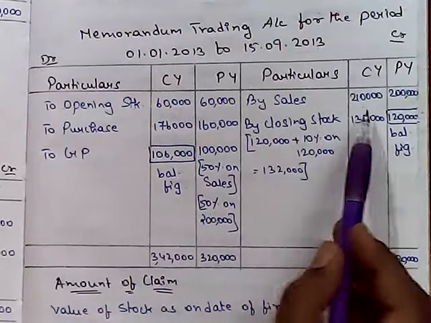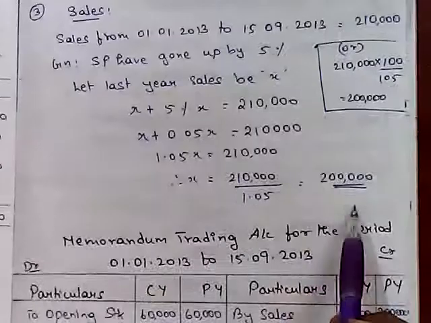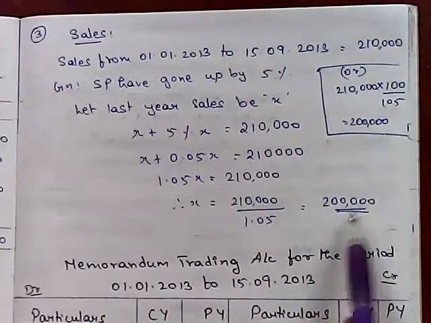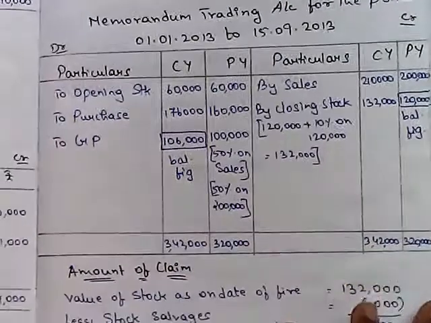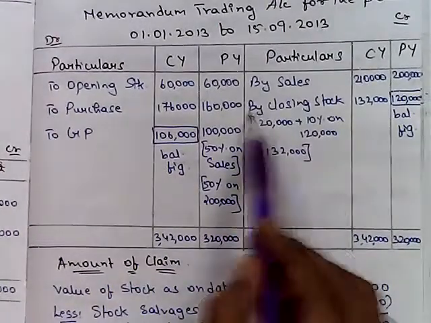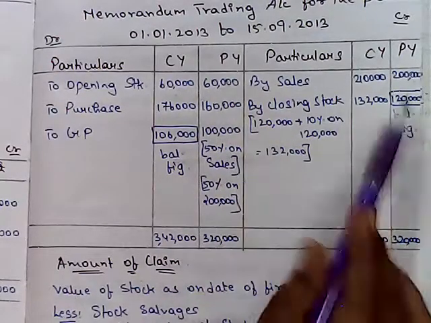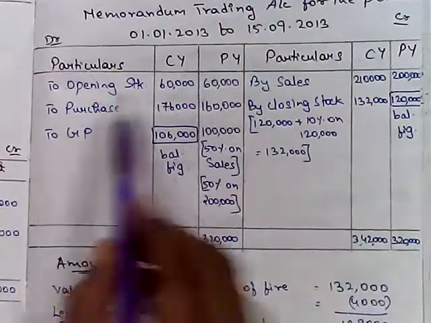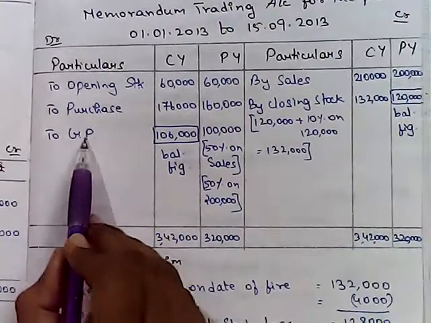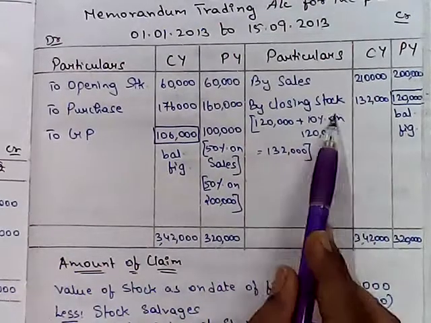Similarly, by sales 2,10,000 and 2 lakh. This 2 lakh we had found out from our workings. Next is by closing stock. For the closing stock we first have to do the previous year, and then only the current year. On the debit side we have to calculate the gross profit, and on the credit side we should get the closing stock.